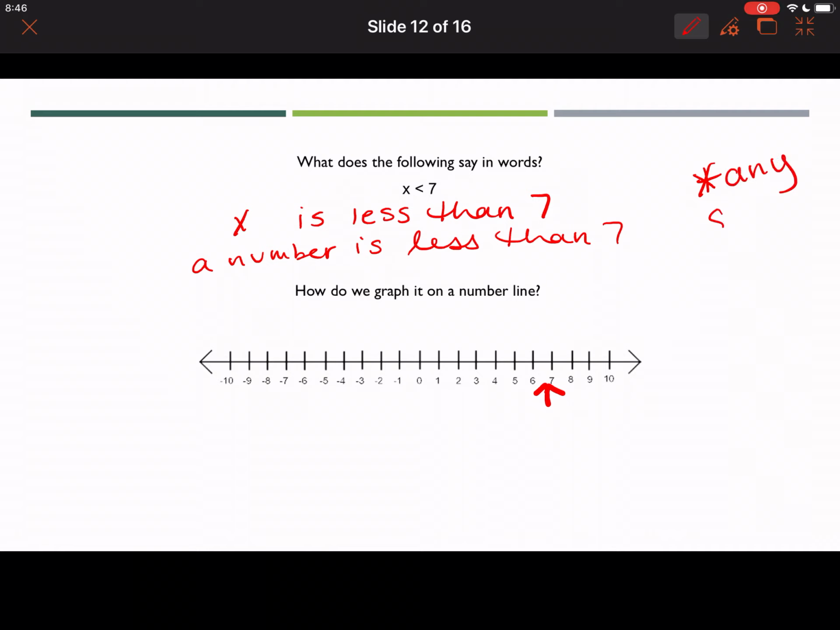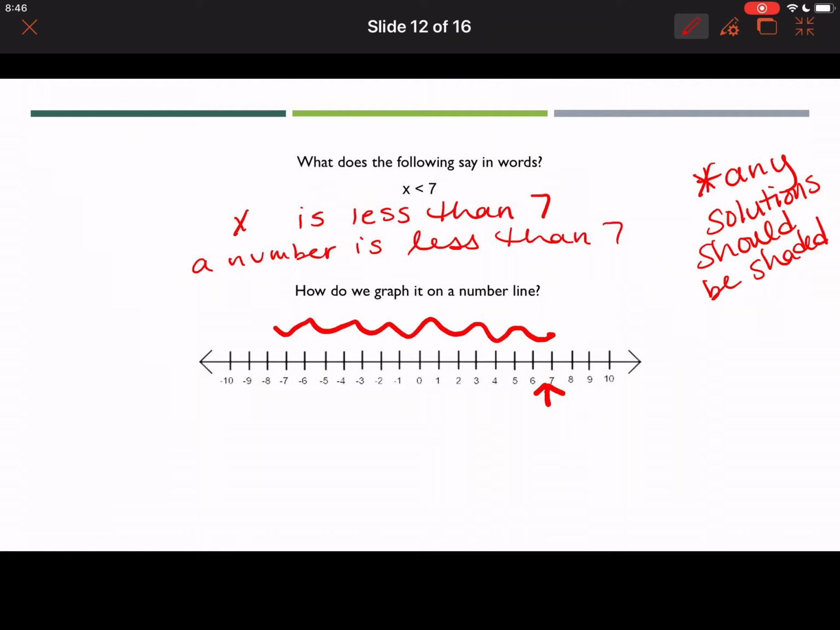Any solutions should be shaded, okay, or colored in, however you want to think of it. So we're going to start at the number 7, and we're going to shade every number below it. But really, it doesn't just stop at -10. It goes on forever and ever. So we draw like a little arrow.